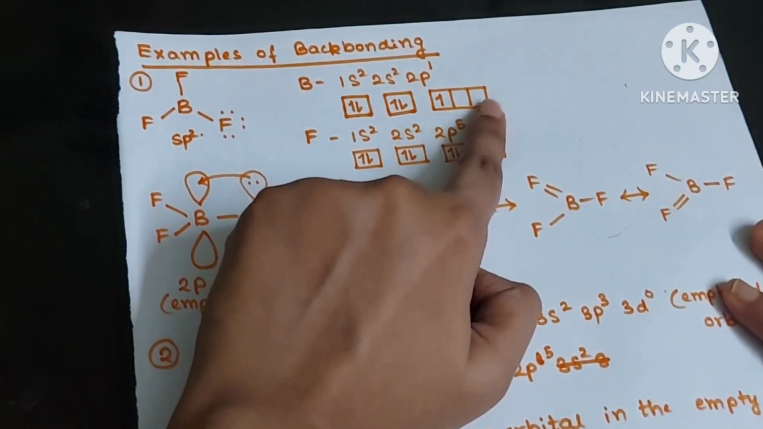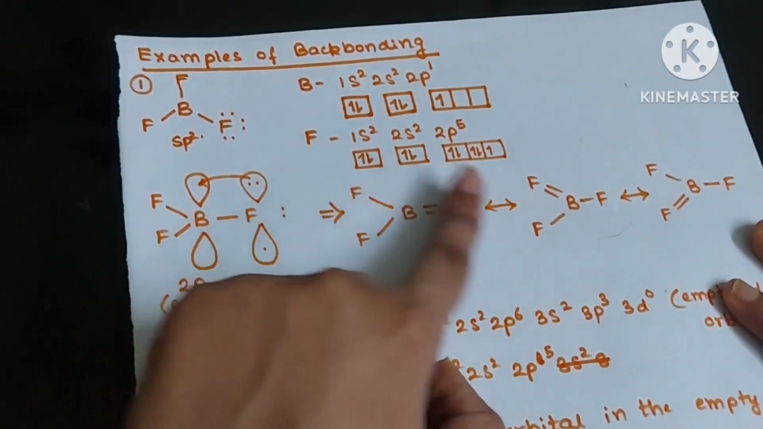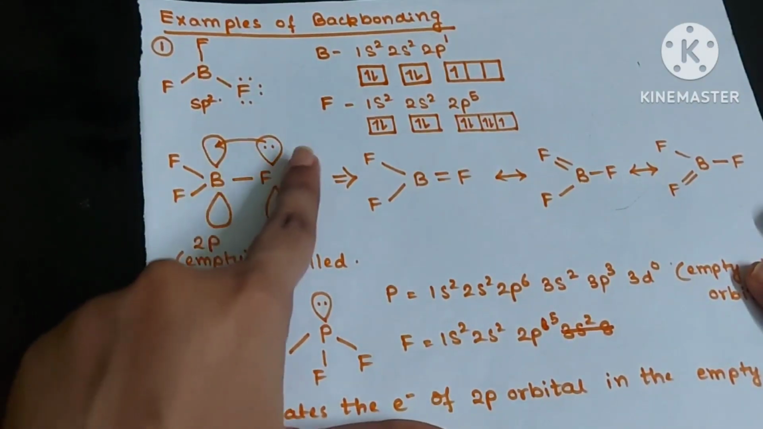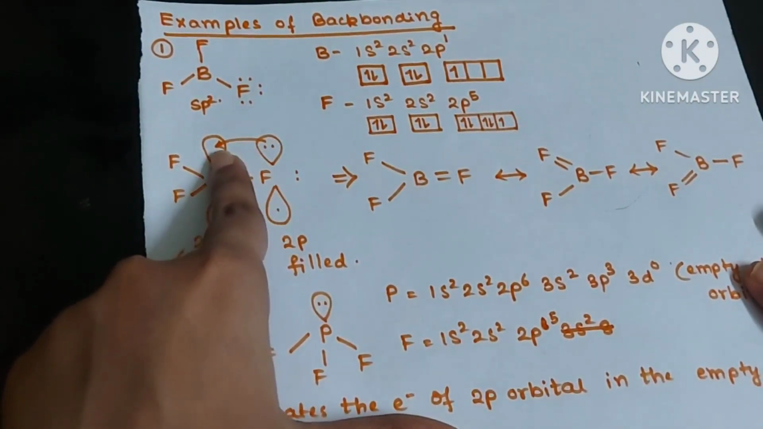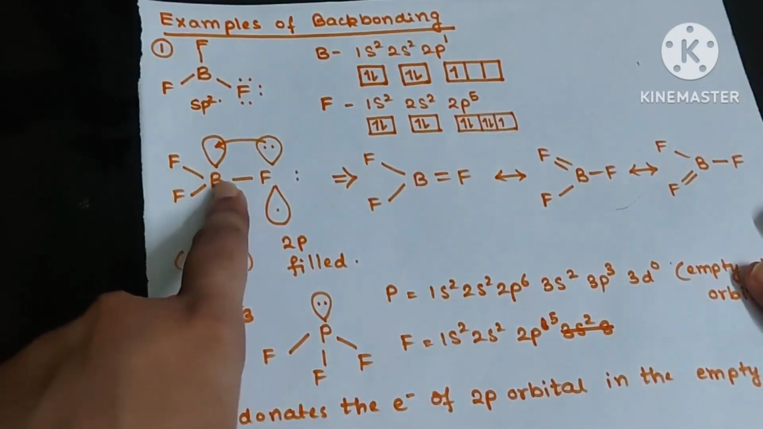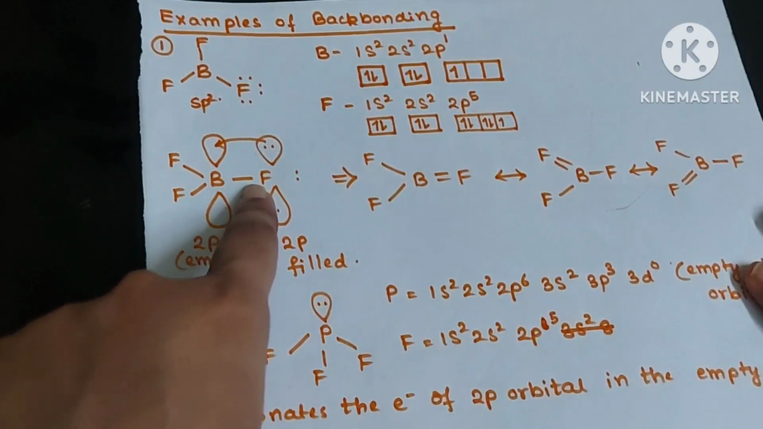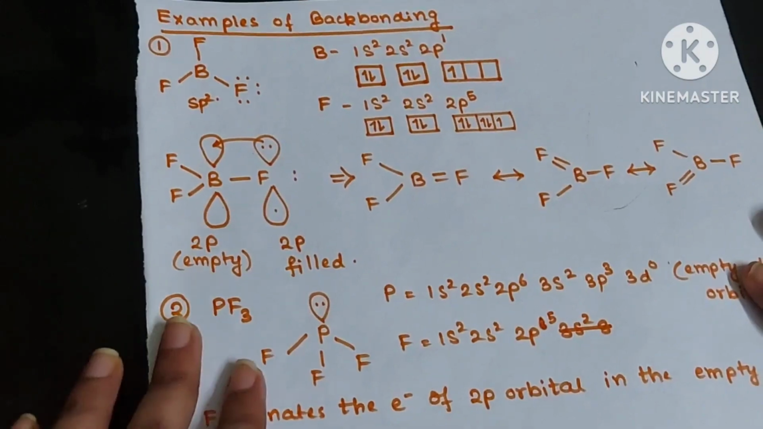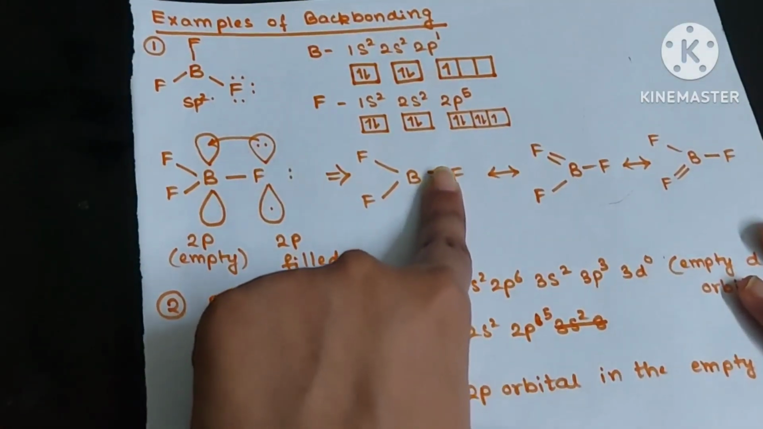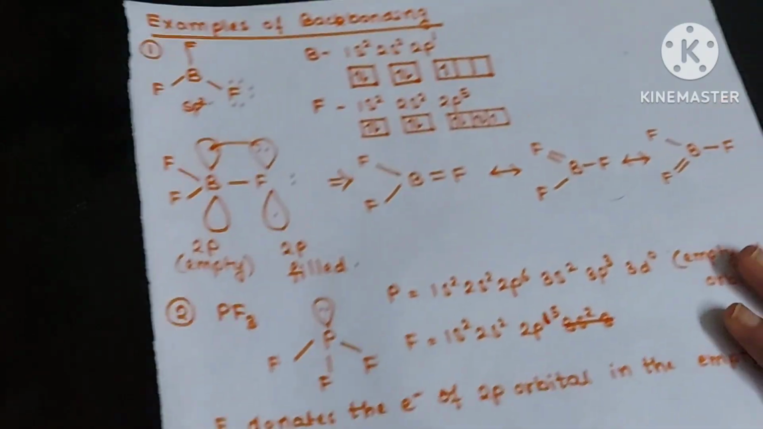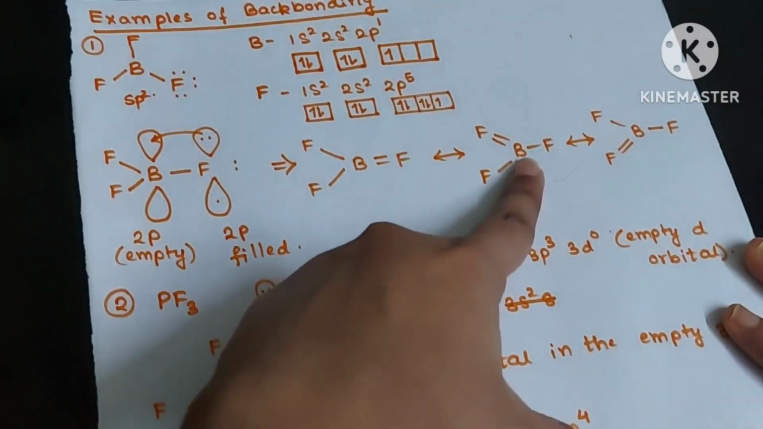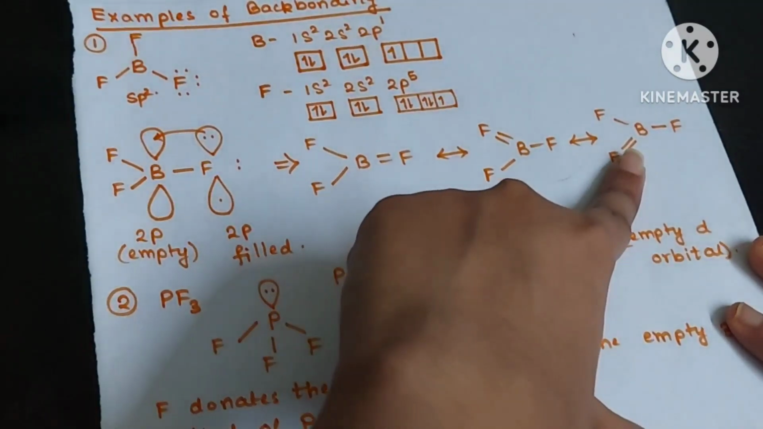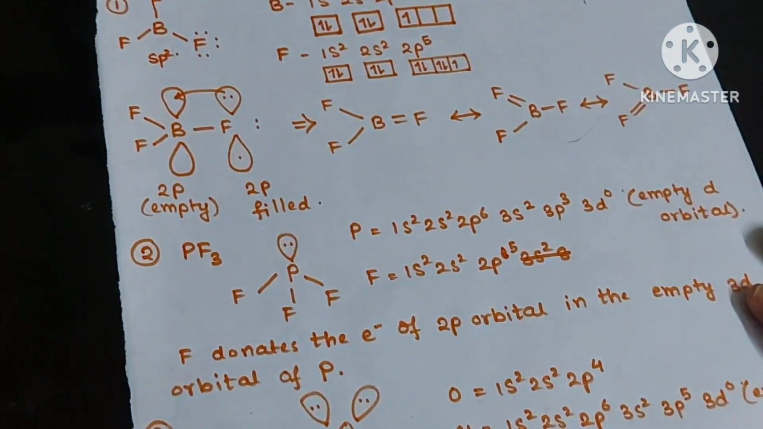Okay, we can see here 2p orbitals are empty, therefore fluorine will donate its lone pair in the p orbital. See, I have drawn here, it will donate its electron in the empty p orbital of boron. This is the filled p orbital of fluorine, and it is donating its lone pair to the empty p orbital of boron, and after donating a double bond is formed. Here also, it can be with this fluorine also, it can be with this fluorine also. So it is showing a type of resonance.